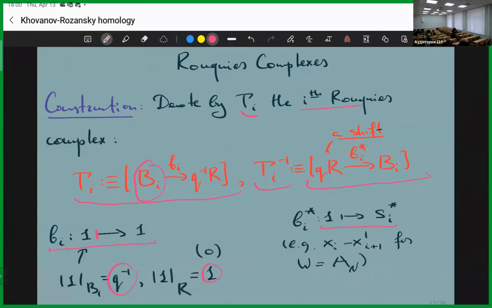Because of the identification you do between variables and primed variables, this is a reflection in the hyperplane, xi equal to xi plus 1 prime.